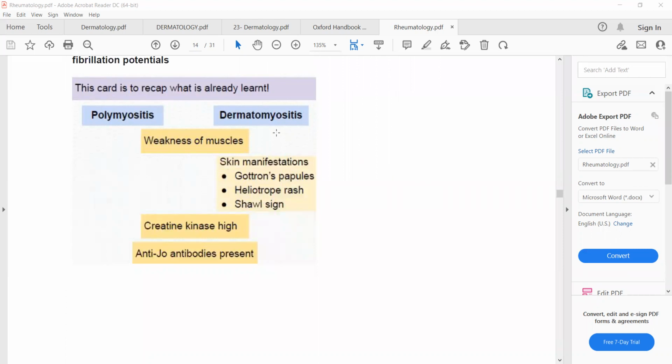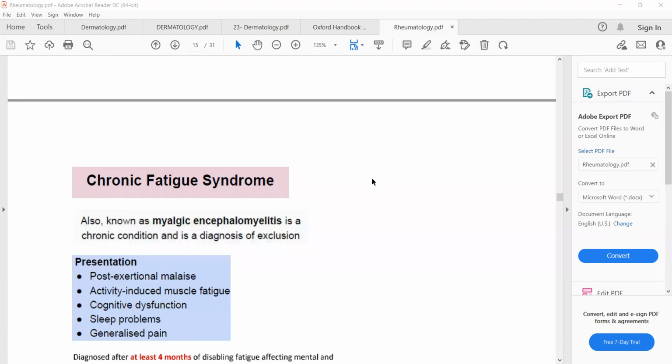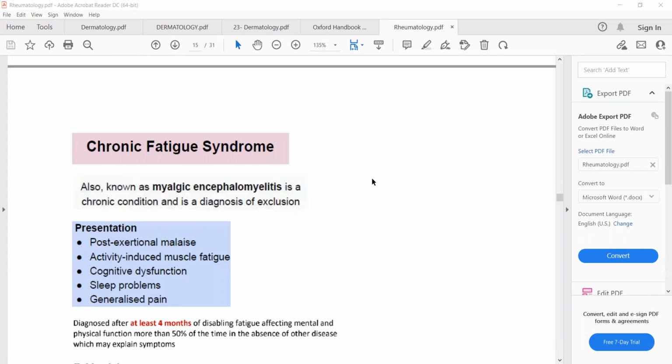So the difference between polymyositis and dermatomyositis is that polymyositis has only muscle weakness. On the other hand, dermatomyositis, along with muscle weakness, has skin manifestations such as Gottron's papules, heliotrope rash, and shawl sign. Creatine kinase is high in both of them. Antinuclear antibodies such as anti-Jo antibodies are present in both of them. So this was all about dermatomyositis.